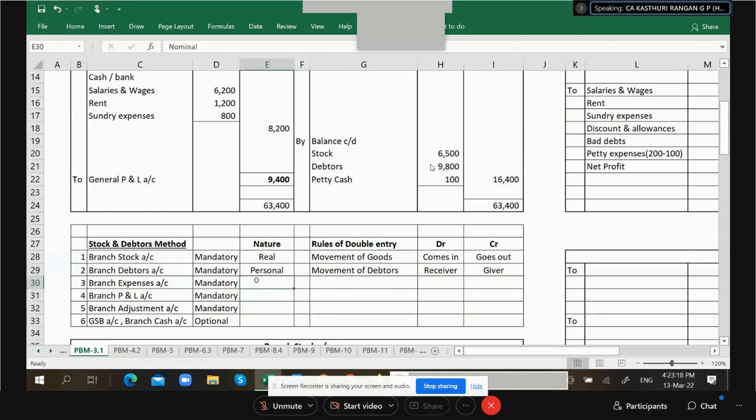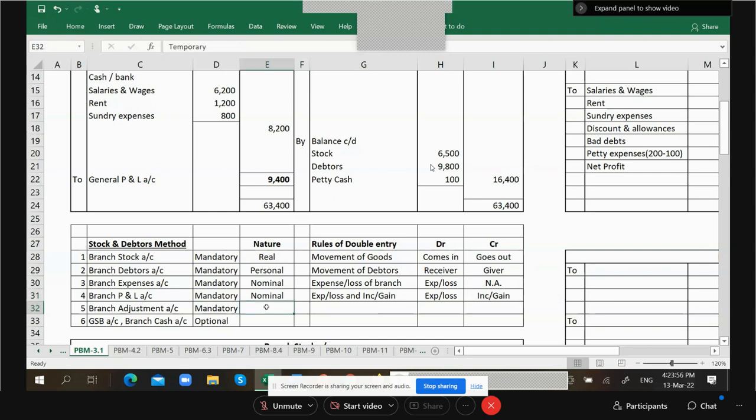Branch expense account is a nominal account, correct? Here you record what? Expense or loss. Since it's a nominal account, what is the rule? Debit all expense or loss, credit nothing, because it is an expense account, there won't be a credit, unless there is a gain. Okay? Branch P&L account is also a nominal account. You record what? Expense, loss, income, gain. So the rule is debit expense loss, credit income gains. Easy.